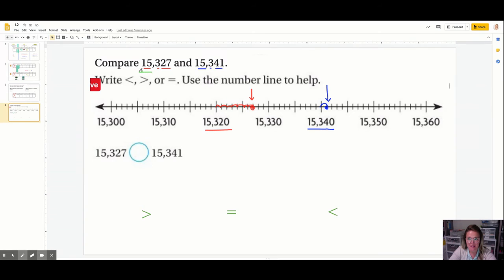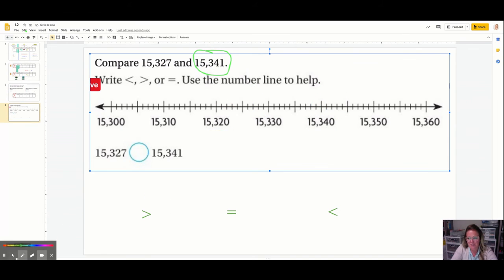We can see that the first one lies here on the number line, and the second one lies here on the number line. So we have to think, which one is greater than the other one? Well, if our number line's moving this way and gets bigger, then our second number, our blue one, must be greater. So when they're written here, we can say that 15,341, because that's our blue one and it lands much higher on the number line, is greater than. So my open alligator mouth would go towards that number.